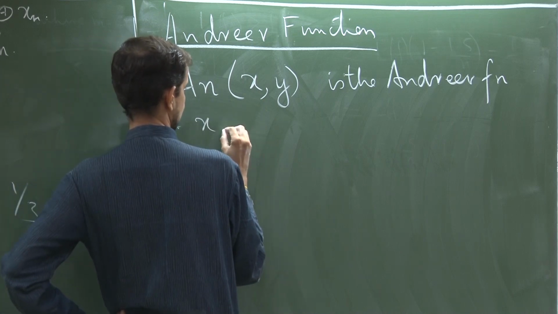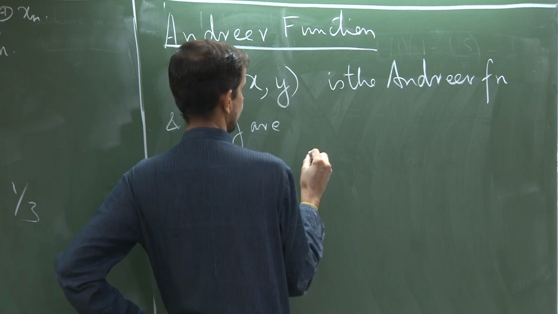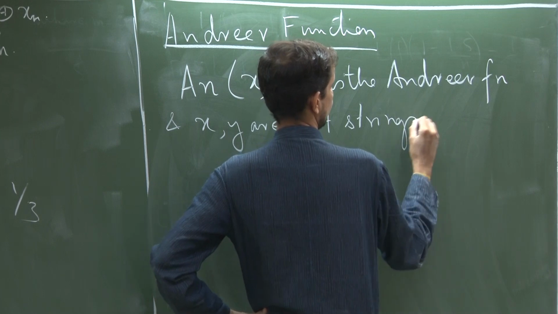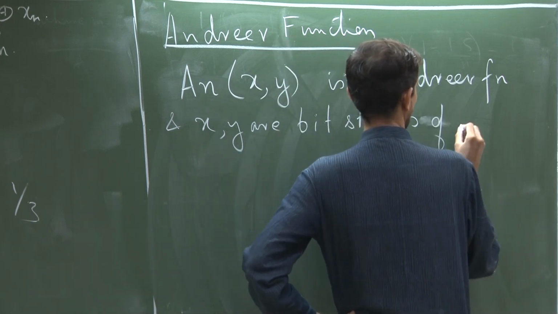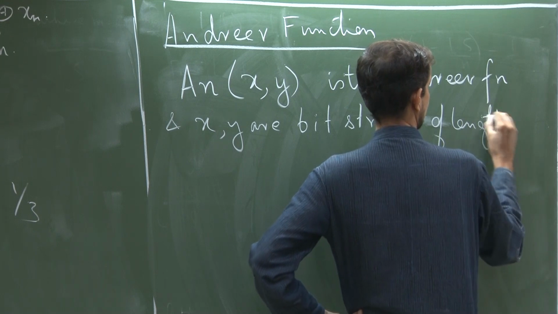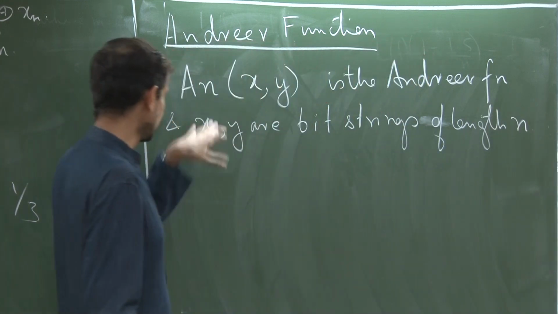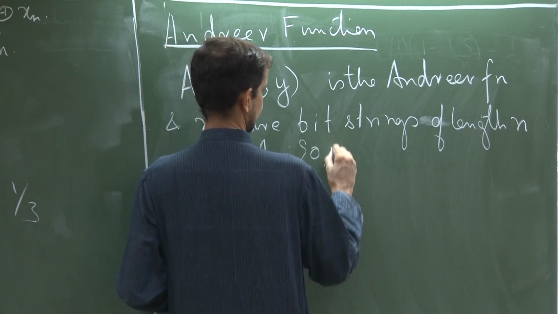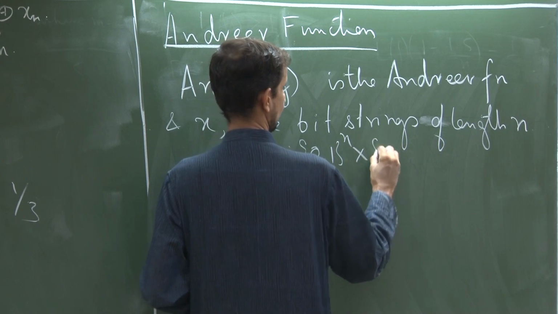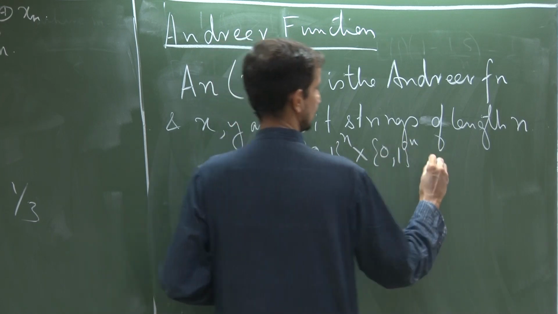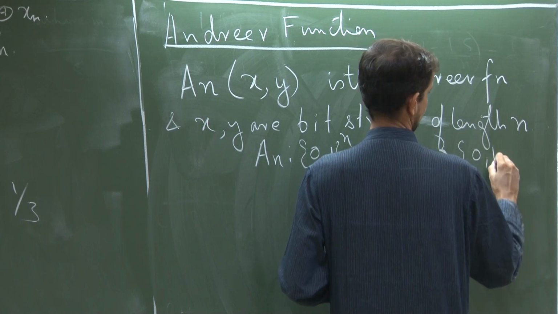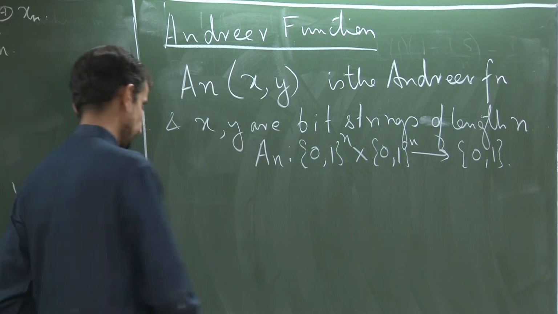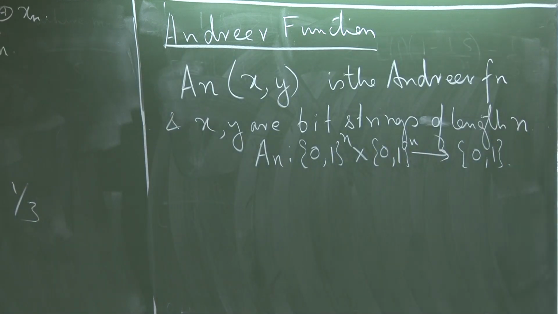And x comma y are bit strings of length n. Okay. So, you can think of this function as being a map from {0,1}^n cross {0,1}^n, and it would output a single bit. So, this is not exactly a Boolean function, but we will see what we can do over here.